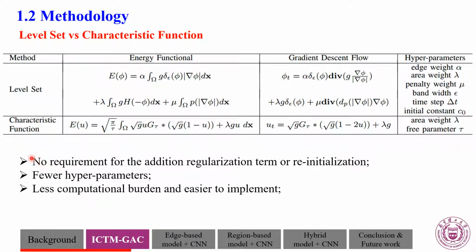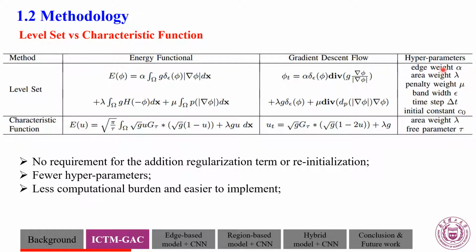First, it does not require the additional regularization term or reinitialization. The level set method usually needs an auxiliary regularization term to maintain numerical stability, while our algorithm is intrinsically stable during iteration. Second, our method has fewer hyperparameters.